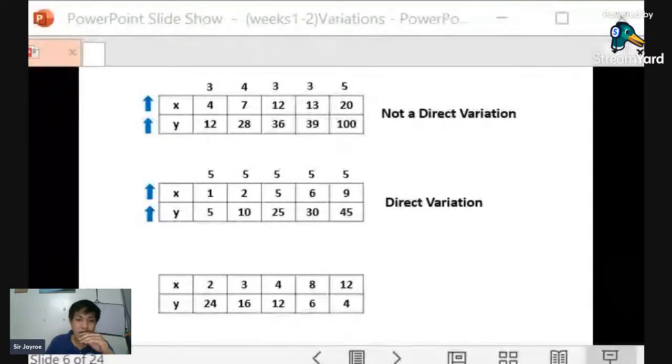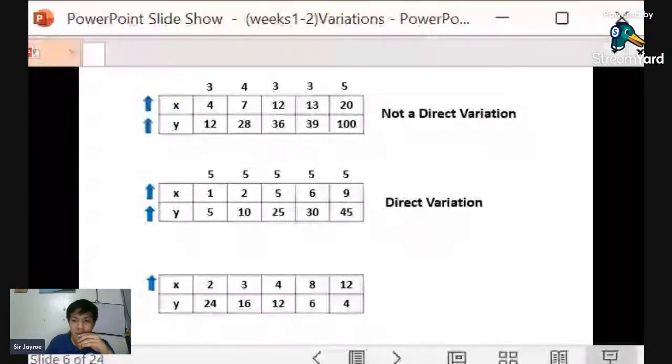Kasi we're going to take a look at the X value. Okay, wait. The X value increases, no? Nag-increase. And the Y value decreases. So kapag ganyan, magkaiba ng direction. Yung isa nag-increase, isa nag-decrease.